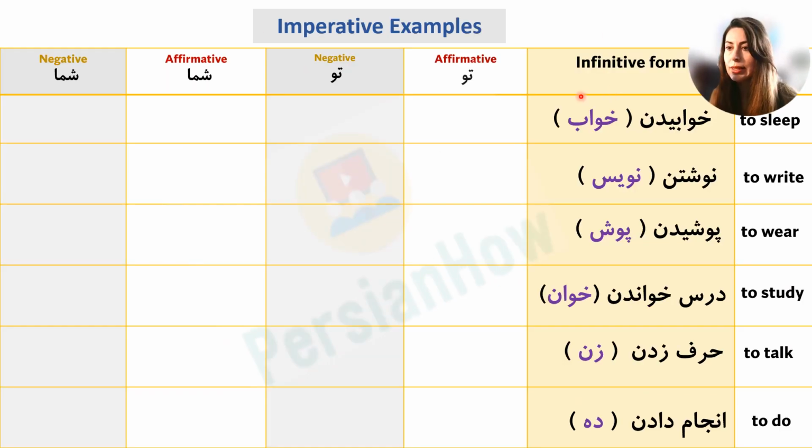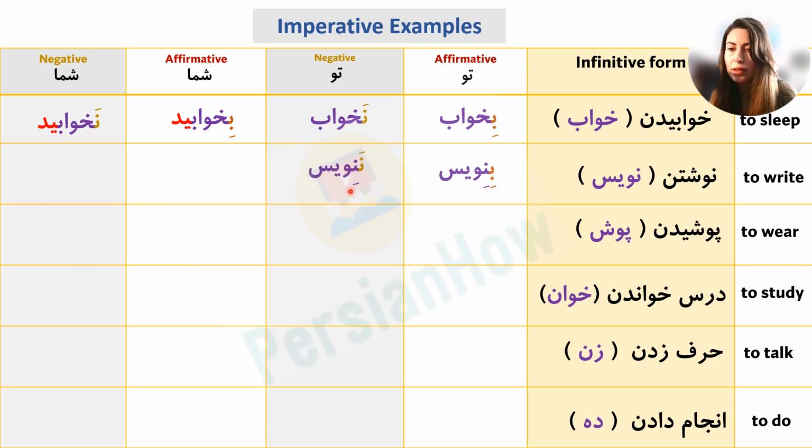Now let's go over these verbs that we just did, and let's see them all next to each other with the different forms, positive and negatives. And I added one more verb for more practice. So the first one again, خوابیدن. خواب is the present stem, so it would be بخواب, نخواب, بخوابید, نخوابید. The second one, نوشتن. نویس is the present stem. بنویس، ننویس، بنویسید، ننویسید.